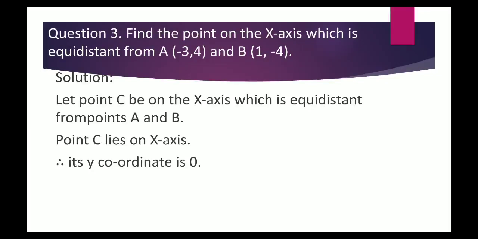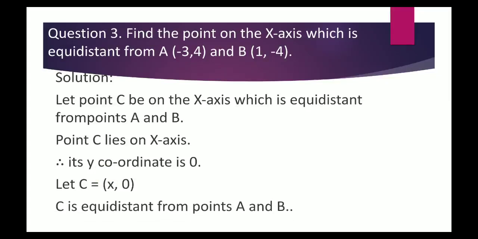So since it lies on the x-axis, we will write the y coordinate as 0. Understood? If in the question it is mentioned the y-axis, we will write the x coordinate as 0. When the point is on the x-axis, the y value is 0. When it is on the y-axis, the x value will be 0. Keep this in mind. Therefore, let C be x comma 0. So we have to find the value of x now.